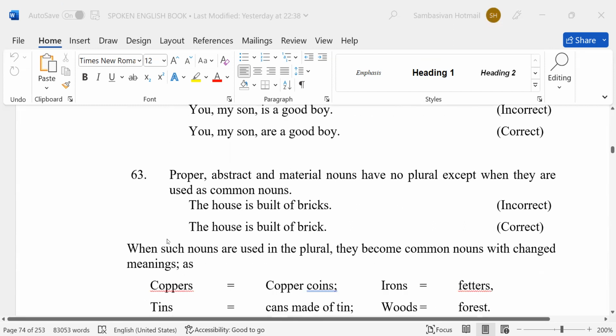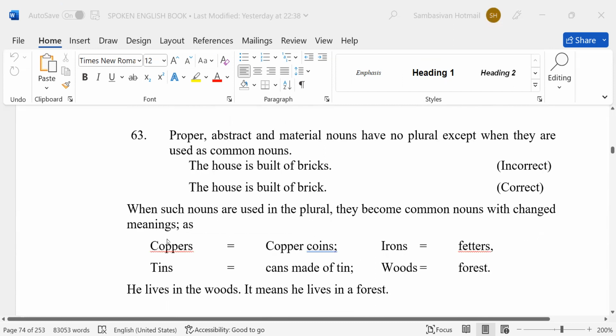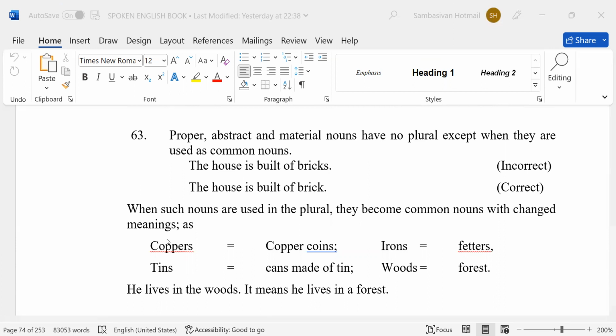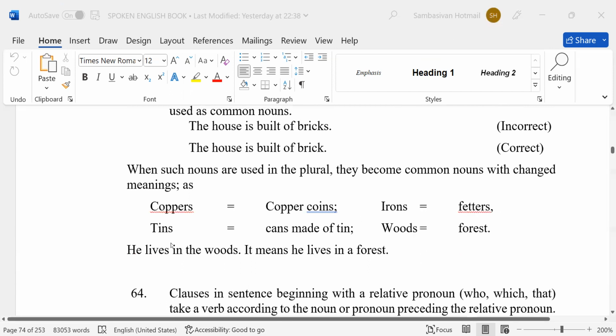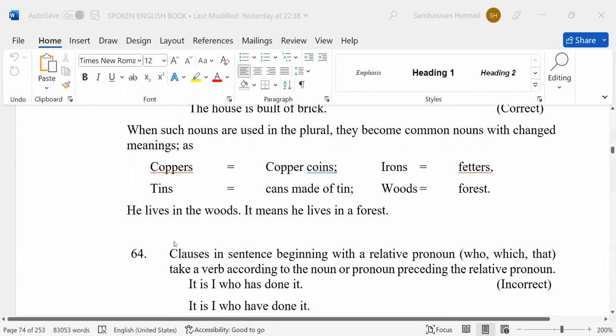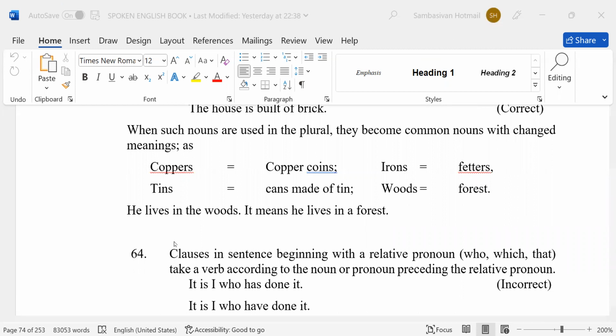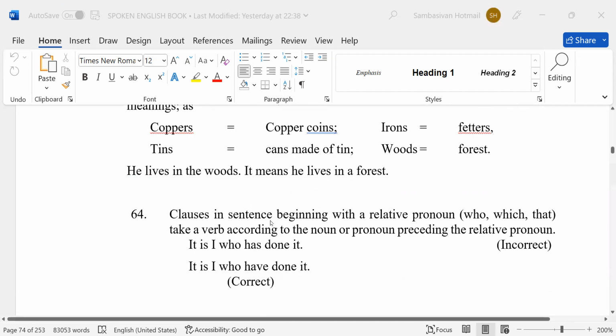63. Proper, abstract and material nouns have no plural except when they are used as common nouns. The house is built of bricks. Incorrect. The house is built of brick. Correct. When such nouns are used in the plural, they become common nouns with changed meanings: coppers, copper coins; irons, fetters; tins, cans made of tin; woods, forest. He lives in the woods. It means he lives in a forest.